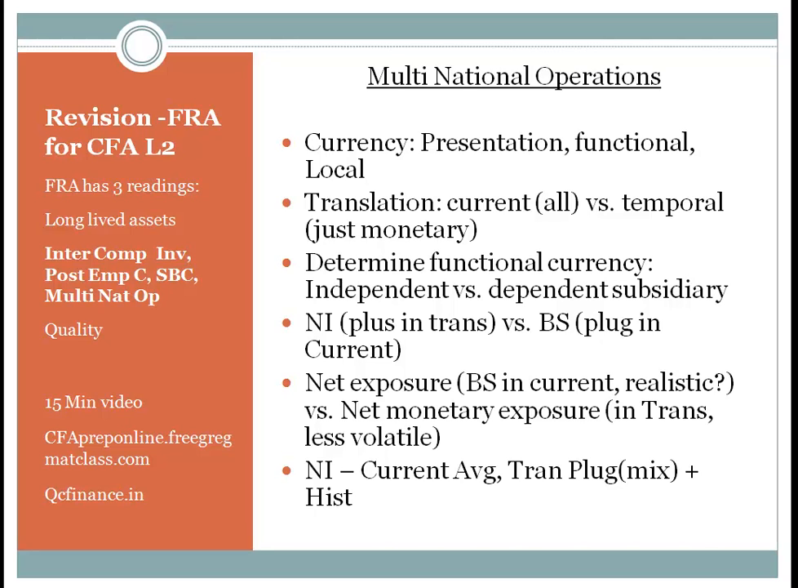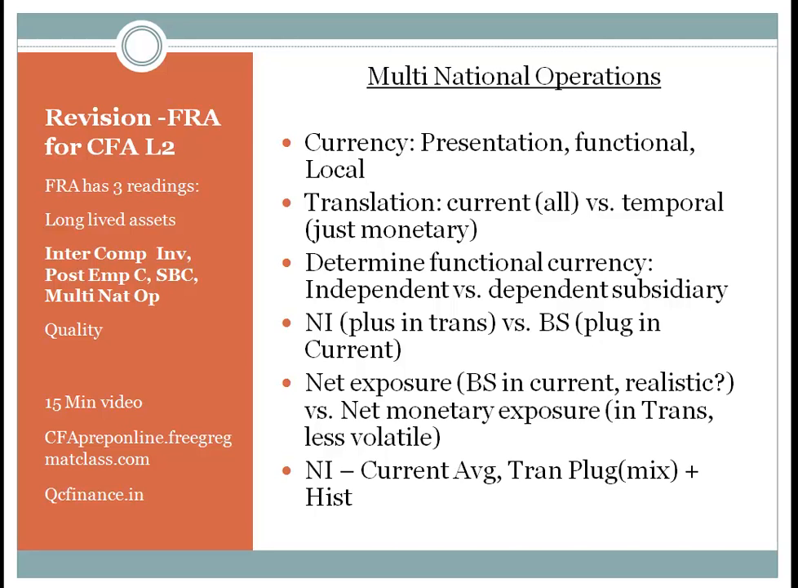Now the current method uses the average rate for net income and the current rate for the balance sheet. So it's a kind of all-current method. If you have a subsidiary that's far off from you, then you would not use a historical rate anywhere, but you would use the all-current rate. Probably this would give you a real understanding of how risky it is.